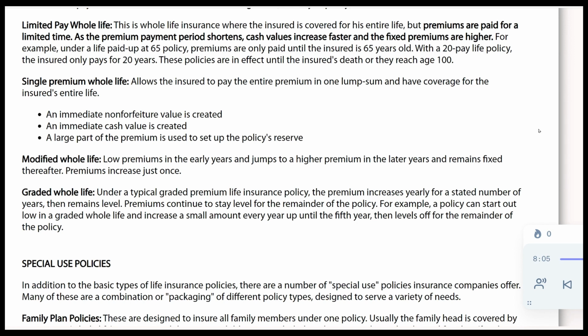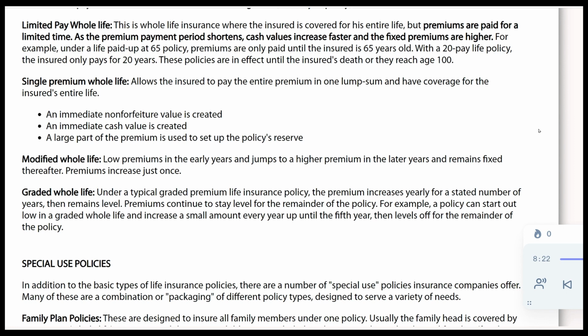As the premium payment period shortens, cash values increase faster and the fixed premiums are higher. For example, under a life paid up at 65 policy, premiums are only paid until the insured is 65 years old. With a 20-pay life policy, the insured only pays for 20 years. These policies are in effect until the insured's death, or they reach age 100.